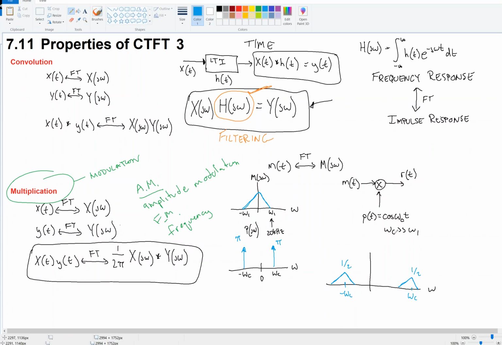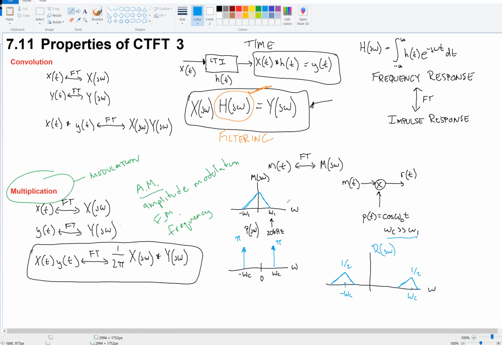And further, because omega c is much larger than omega 1, these two triangles do not overlap. So omega c is the carrier frequency. It's like 101 megahertz or something, some radio station you want to listen to. So because this is true, the triangles don't overlap, which is going to be critical here in a second. Now, this is R of j omega. This is the spectrum of little r here after the multiplication in time.